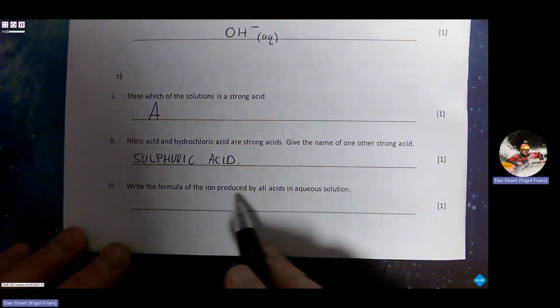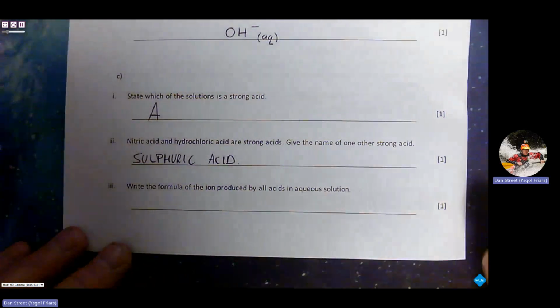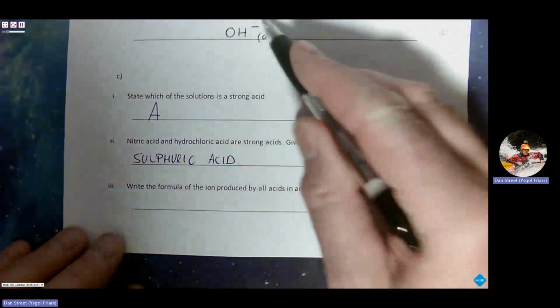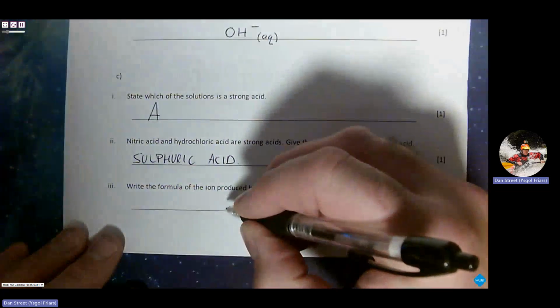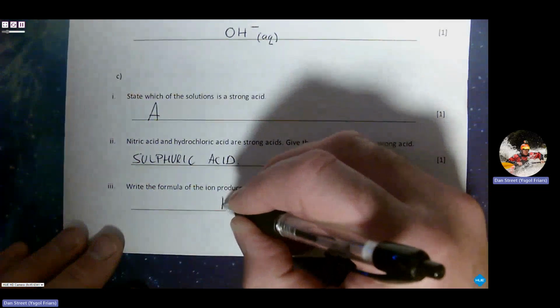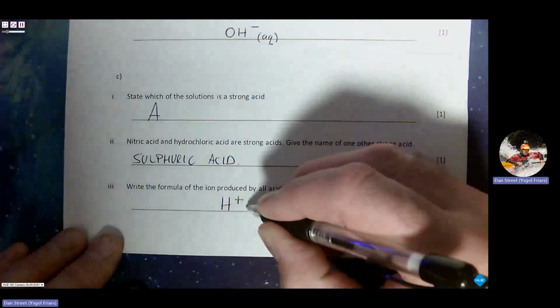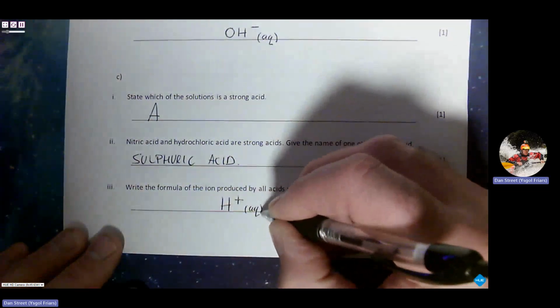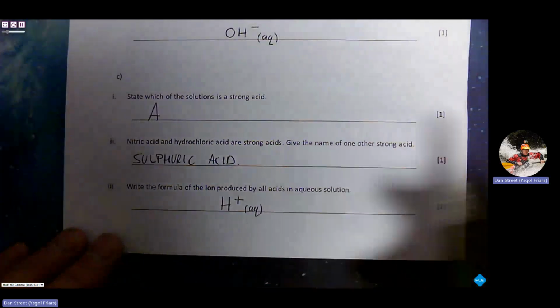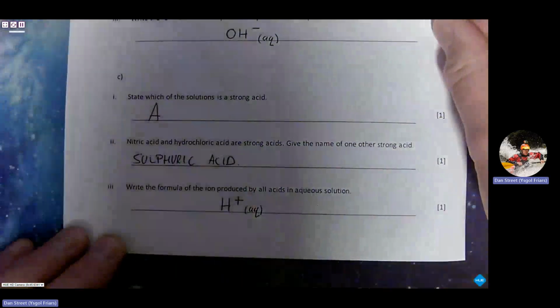Write the formula of the ion produced by all acids in aqueous solutions. So it's the equivalent of this ion here, and with it being an acid, we're looking for a proton, or H+. And again, as it's dissolved in water, it will be a good idea to put the (aq) for aqueous.